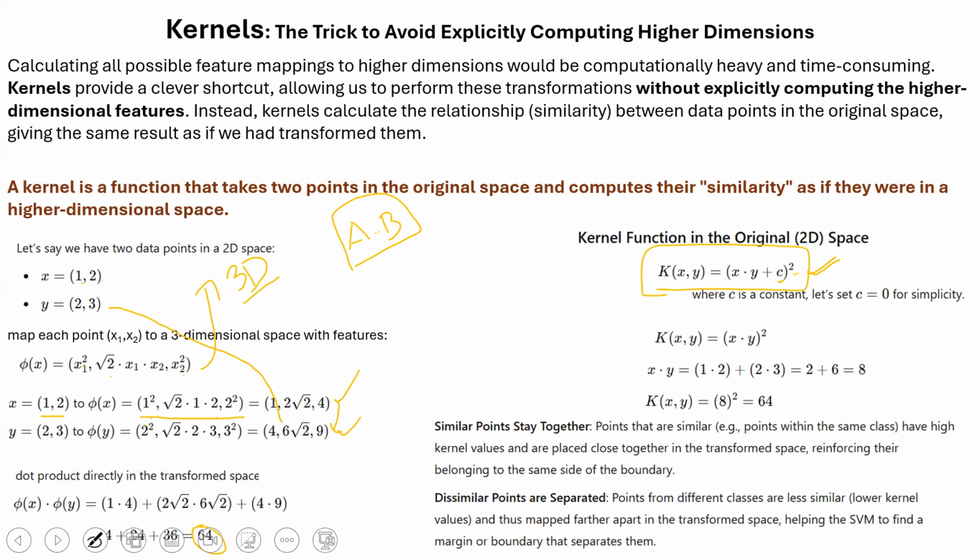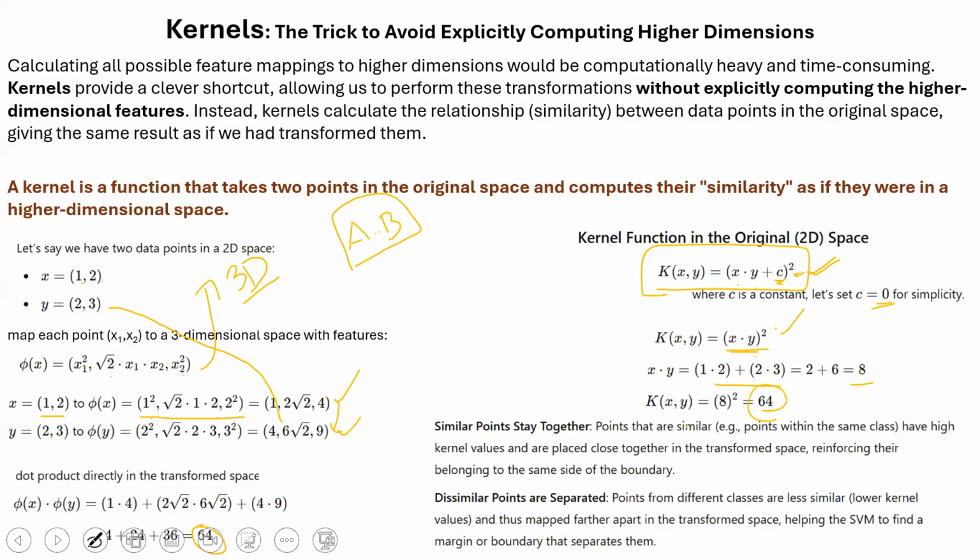Okay. D is the polynomial degree and C is a constant. Now for simplicity, let's make C as 0. Okay, I'm making C as 0. Now, (x dot y) whole square. This is what the kernel comes down to. Now, when you do the dot product of x and y, 1 into 2, 2 into 3, it became 8, 8 squared, 64.